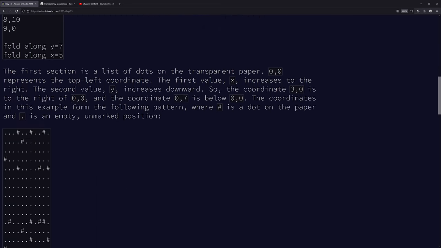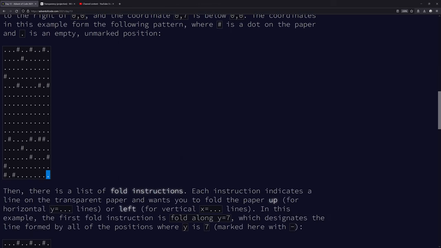In the first section is a list of dots on the transparent paper. It represents the top left coordinate, the first value x, the second value y increases downward. So this is 0, 0. And this is, who knows, big number.